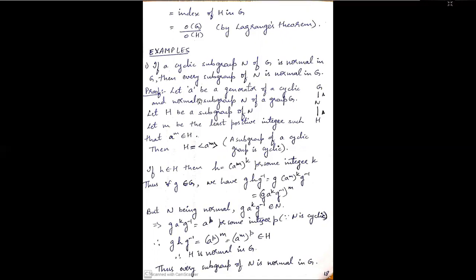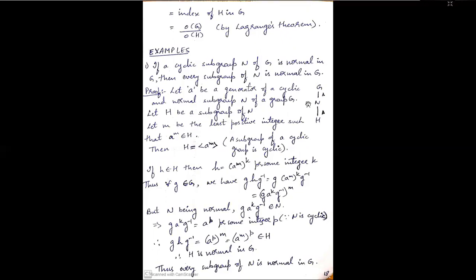For that, we know that the subgroup N is a cyclic subgroup. Let A be the generator of a cyclic and normal subgroup N of a group G. Let H be a subgroup of N. Now every subgroup of a cyclic group will also be cyclic. Let M be the least positive integer such that A power M belongs to H, and I take H to be the cyclic subgroup generated by A to the power M, because every subgroup of a cyclic group is also cyclic. Now we need to show that H is normal in G.